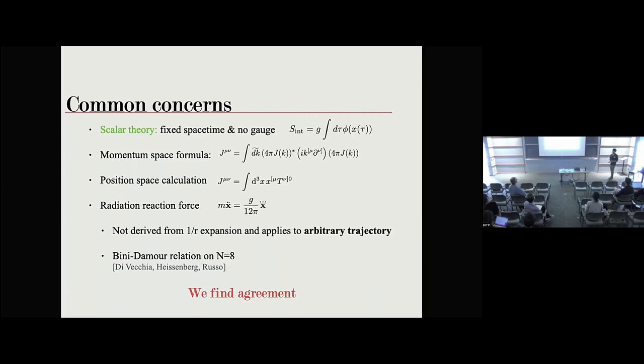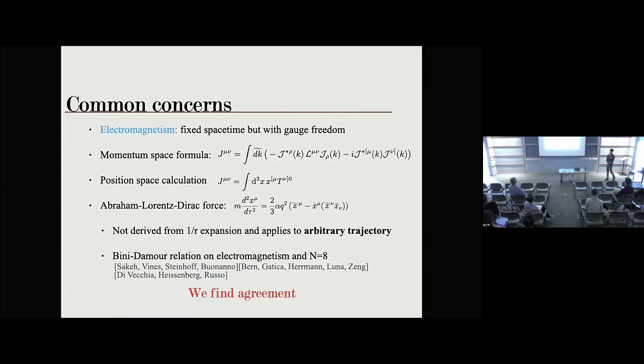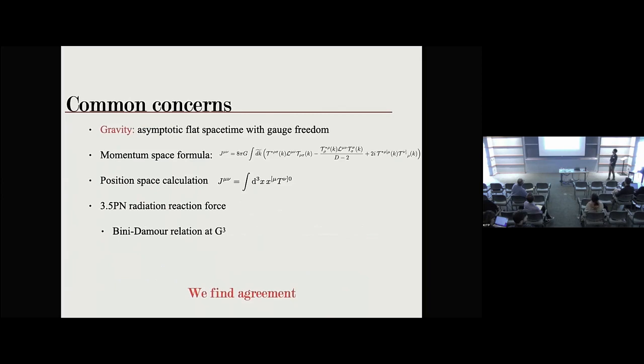So now you march on to the next level. I turn on the gauge freedom. So electromagnetism: the spacetime is still completely Minkowskian, but there is gauge freedom. And we just do this in parallel. We have the momentum space formula, and a Fourier space calculation directly for the J^{μν}. And for the radiation reaction, we have the well-known Abraham-Lorentz-Dirac force given by this formula. And we also have the Bini-Damour relation you can test for classical EM. And again, we find agreement in all cases. And you do the same for gravity. And as I explained earlier, we also find agreement.